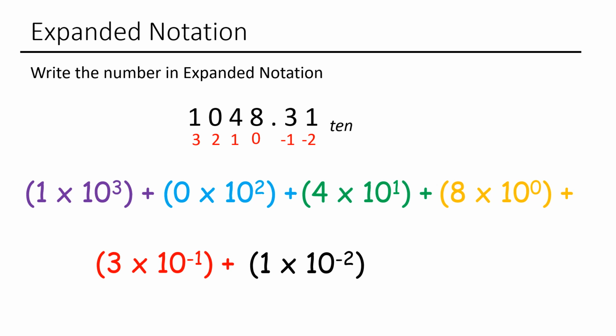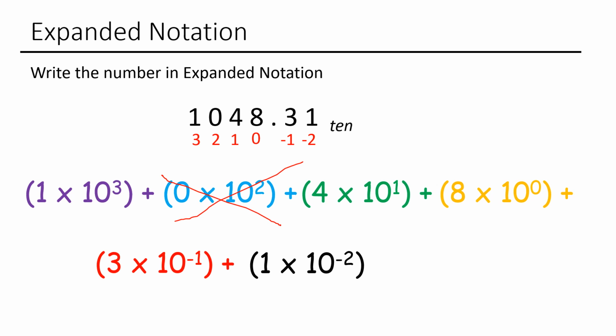The only thing that might be different here is that you don't necessarily need this part here because it's 0. So if you have a 0 in your number, you don't even have to have that in your expanded notation. It's not necessary, but otherwise all of the rest of these numbers would be in your expanded notation.